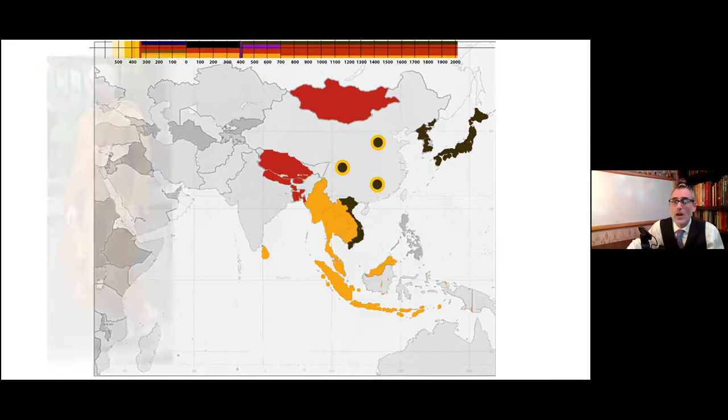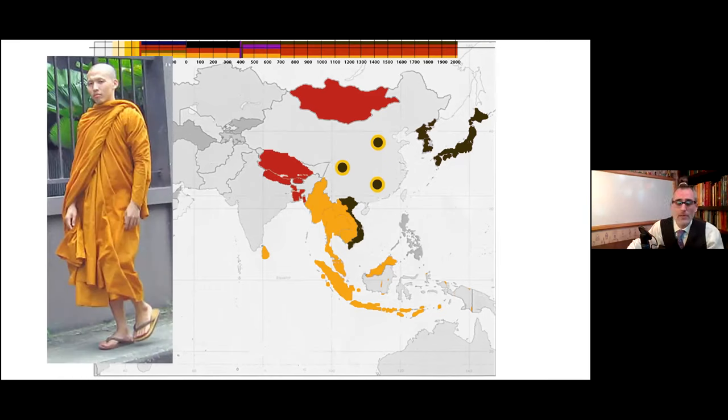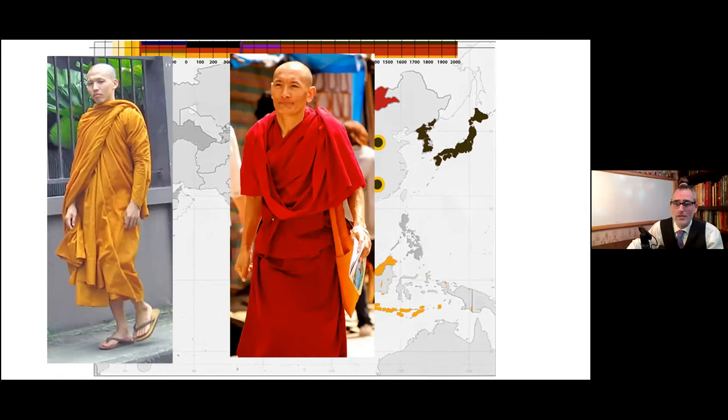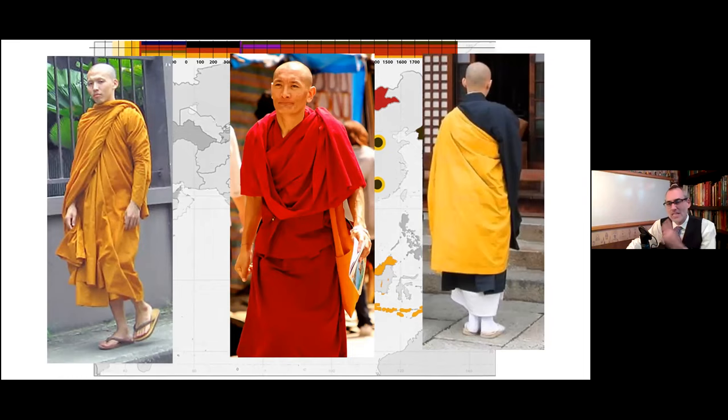And just to point out really quickly, this is our Theravada monk rocking his turmeric robes. This is our Tibetan monk rocking his saffron Sarvastivadin Vinaya robes. And then would you look at that? That is a Japanese Shingon monk rocking his yellow turmeric outer robe with his Dharmaguptaka black robe.